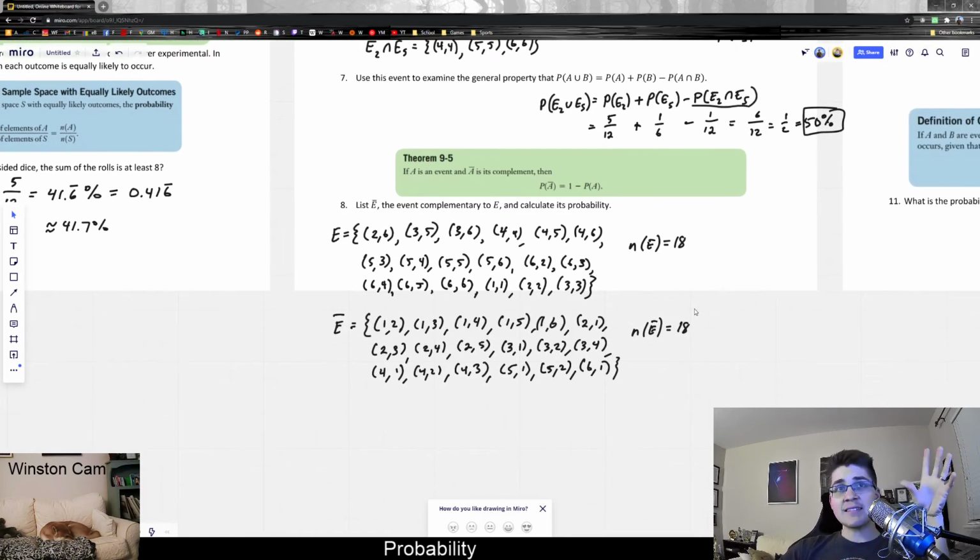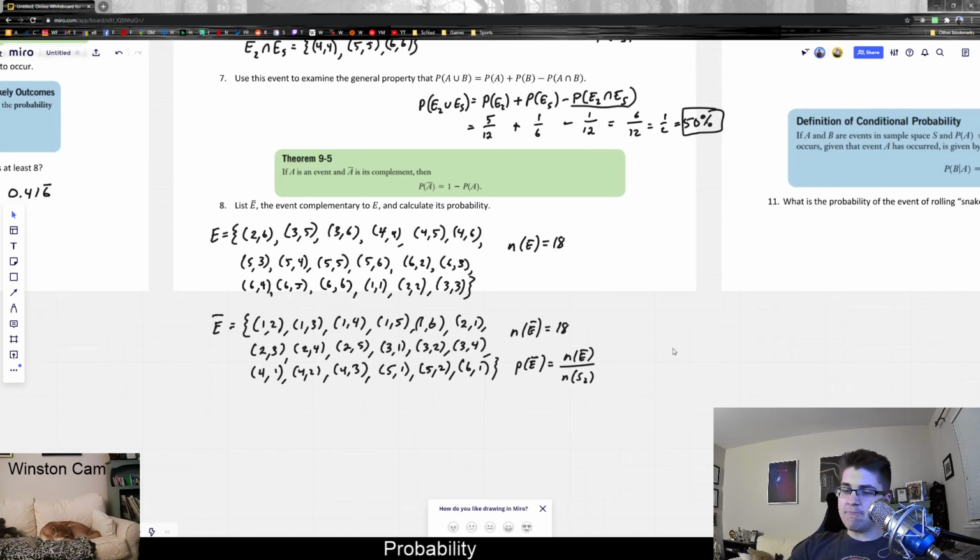It's coincidentally the same. It's not usually going to be exactly the same size, but since the first set was half of the elements, the complement would be the other half. And notably, the probability of E bar happening, well, of course, it's always going to be the number of outcomes in E bar divided by the number of elements in the sample space. And that would be, in the same way, 18 out of 36, or again, 1/2 or 50%. So it ends up being the same answer.